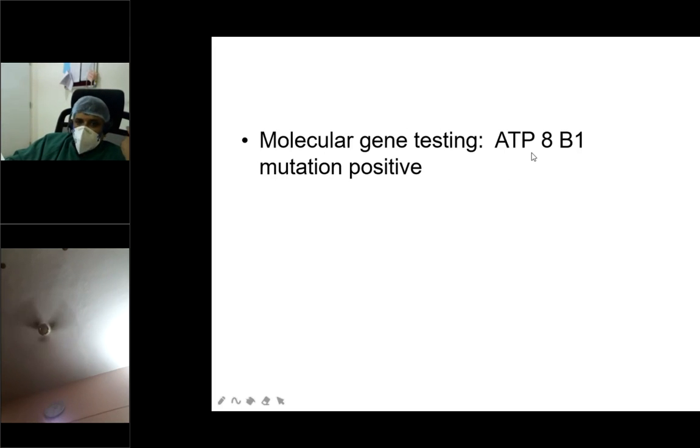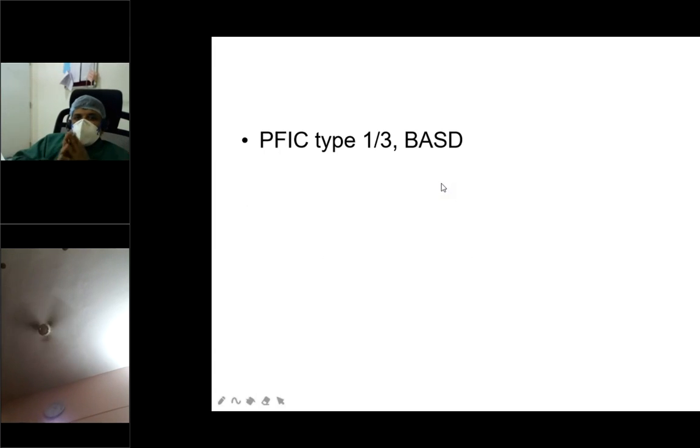cholestasis. And the molecular gene testing came positive for a mutation in the ATP8B1 gene, which again points towards the diagnosis of benign recurrent intrahepatic cholestasis. So this boy, for intense pruritus, was treated initially with ursodeoxycholic acid. That did not work for him, and subsequently he was treated with rifampicin. And with rifampicin, his pruritus is markedly reduced and he is asymptomatic now.